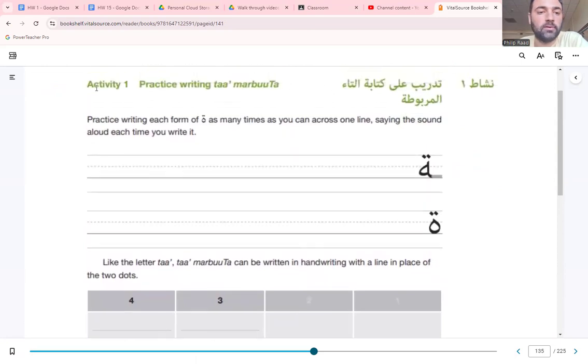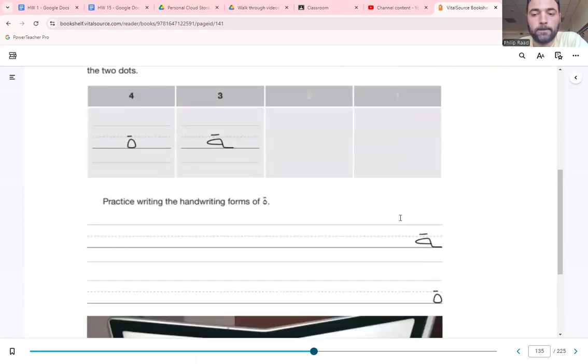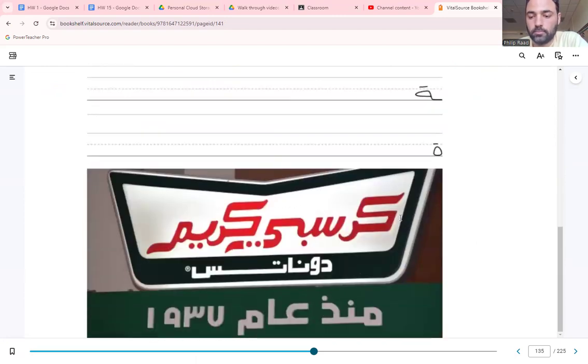So please write activity 1 and write te marbuta 10 times in its final position like this with 2 dots, and in its standalone position like this, 2 dots. If you want, take a moment also to read this and see if you can understand what it's saying.